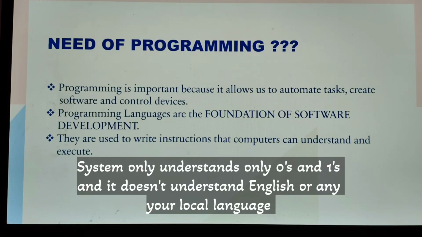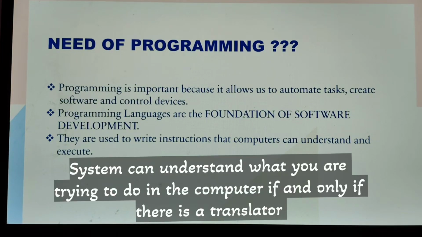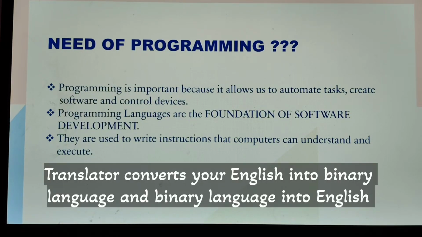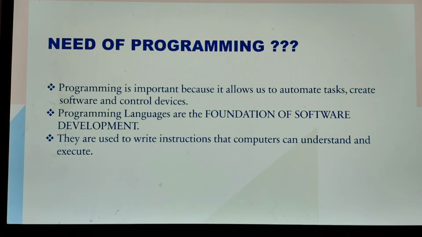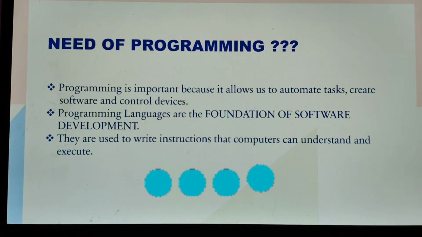We humans give orders in English or even in our own local languages. So the system can understand what you are trying to do in the computer only when there is a translator. There is a translator built into your system which converts your English or any local language to its understandable language, like binary language. We humans don't understand binary language, and the system doesn't understand our language, hence a system needs a translator to act as a mediator.